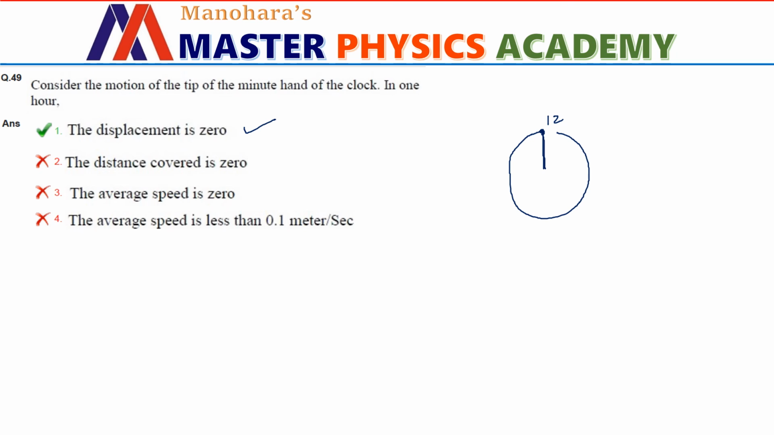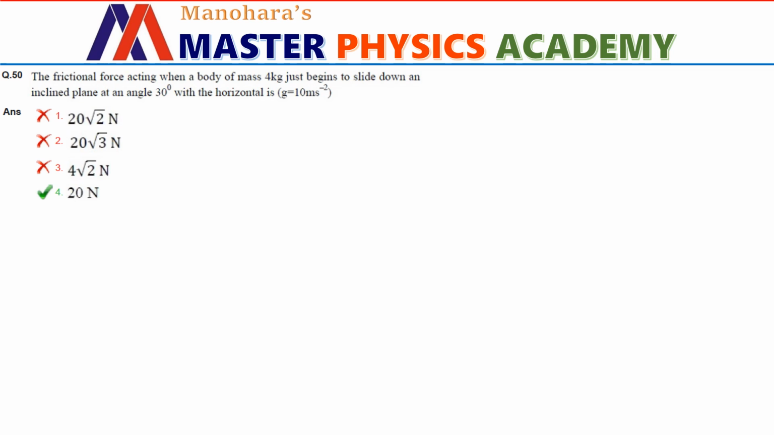Let us move on to the next question, question number 50. The frictional force acting when a body of mass 4 kg just begins to slide down an inclined plane at an angle 30 degrees with the horizontal is. So let me draw the diagram here. We have an inclined plane with angle of inclination 30 degrees. The block just begins to slide. Let me draw the various forces acting here.